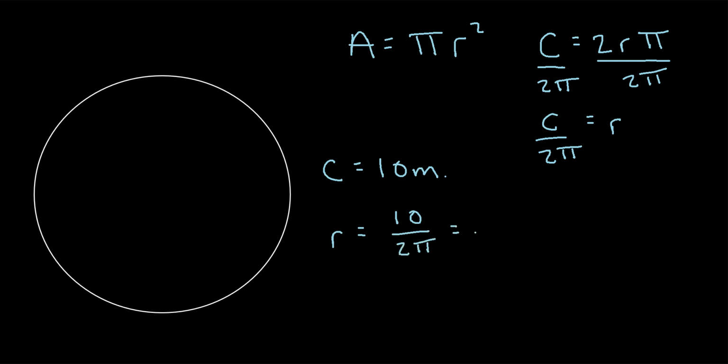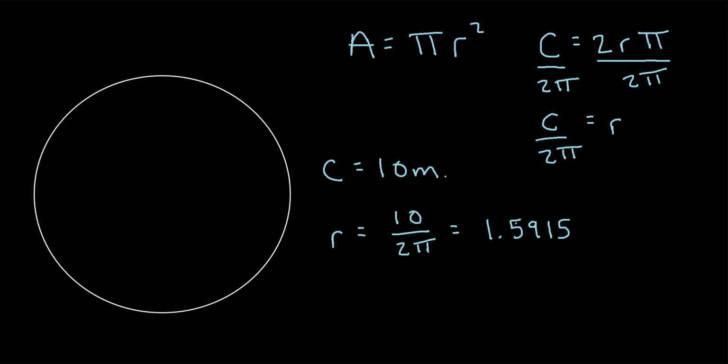So if you punch this into a calculator, you'll get roughly 1.5915. By the way, remember pi is just some number, 3.14159, and on and on and on. So that's how we get 1.5915.